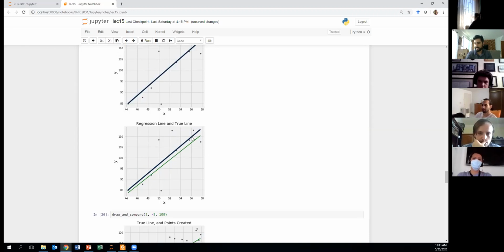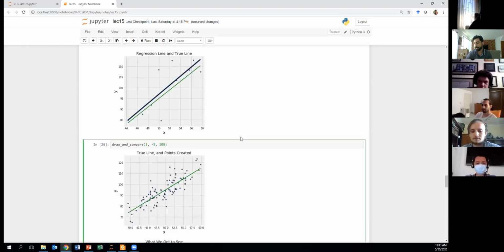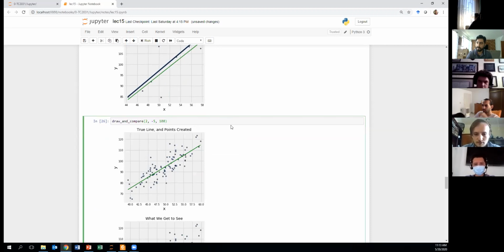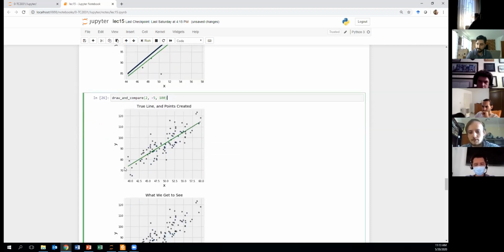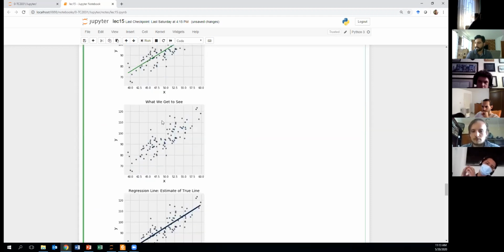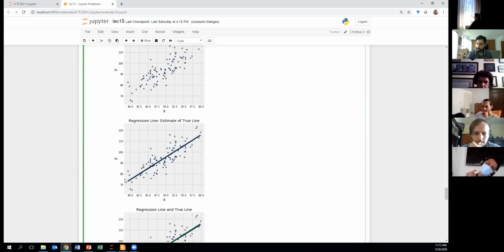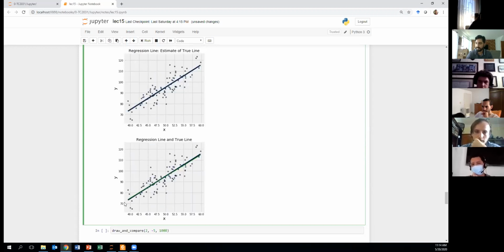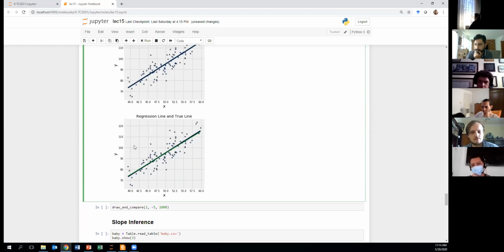So I took 10 samples. What if I took 100 samples? So here I did 100 samples from my population. I draw the regression line for those 100 samples. Then this is the actual regression line from my population. Basically, in this figure, you can see both my prediction and my actual line.